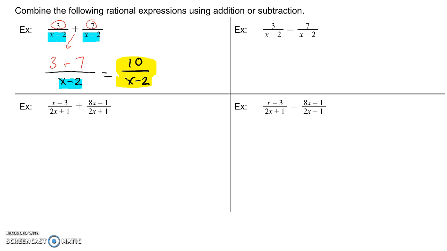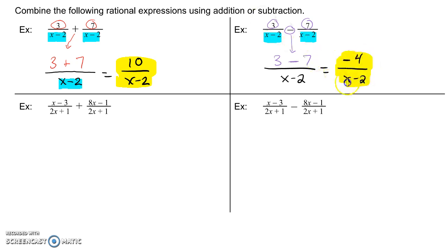In the second example, the concept is identical, except common denominator, 3 minus 7. So what's the difference? I'm going to take 3 and I'm going to subtract 7. With my common denominator of x minus 2. And you keep the denominator just like we did above. 3 minus 7, well, that's negative 4. X minus 2 is my denominator, and we're done.